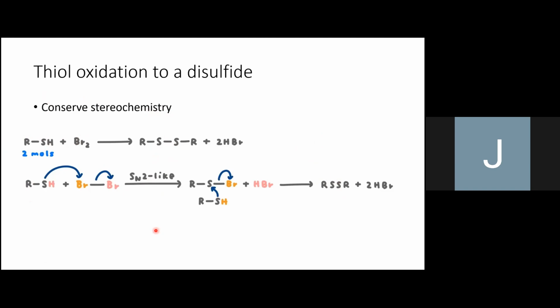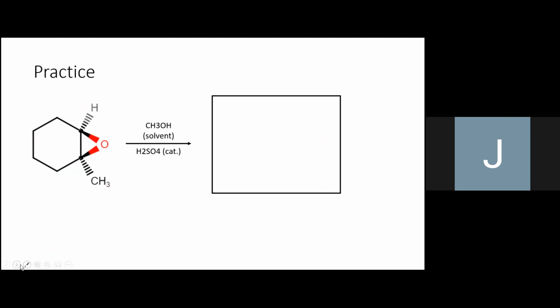Okay, if there are no questions, I'm going to move on to a practice problem. So we're looking at this starting product. Can anyone tell me what kind of molecule this is? I've introduced two in my part of the lecture. So epoxides or sulfides. Those are your two options.